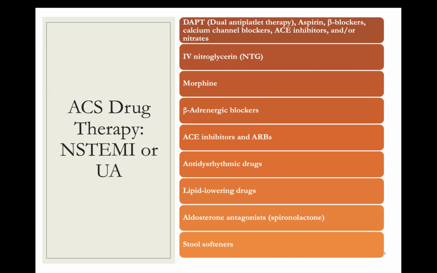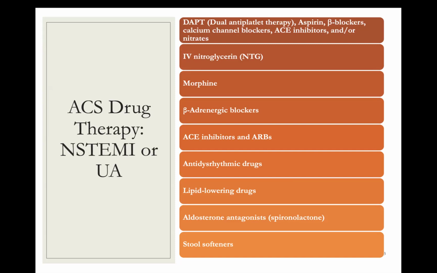ACE inhibitors or ARBs, they only get one or the other, to break that RAS cycle so that we limit extracellular fluid and prevent vasoconstriction. We're going to give them antidysrhythmic drugs if they start having dysrhythmias.